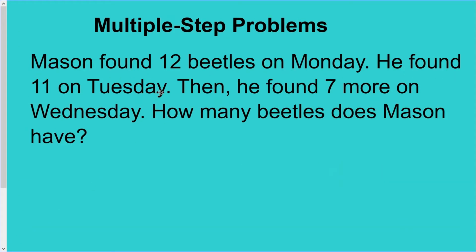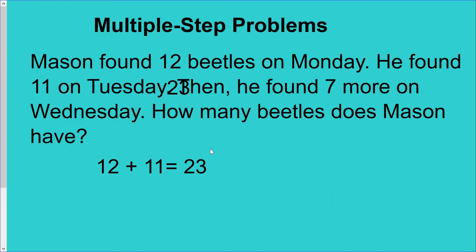Mason found 12 beetles on Monday. He found 11 on Tuesday. What happened to his number there? First, he had 12 on Monday. He found 11 more on Tuesday. So what should we be doing with those numbers? We should be adding them together. So we have 12 plus 11, and when we add that together, we get 23. So at this point in the problem, he has 23 beetles, right?